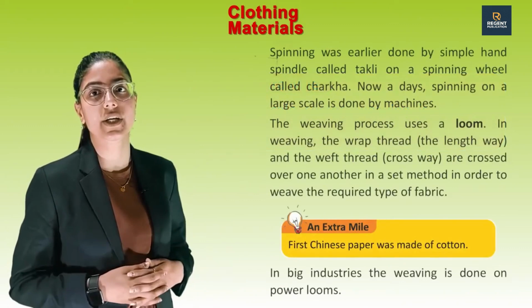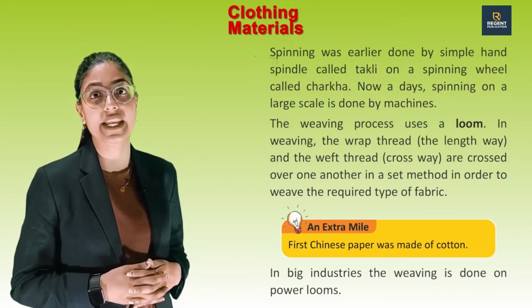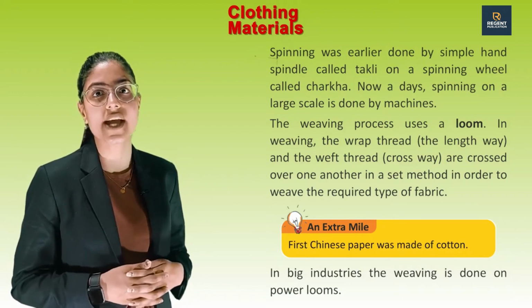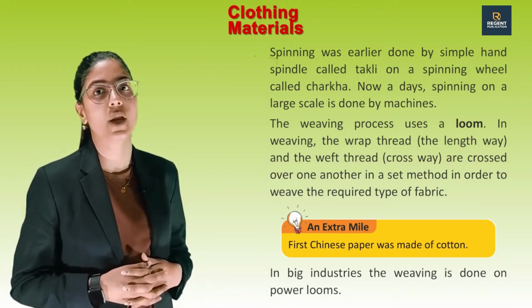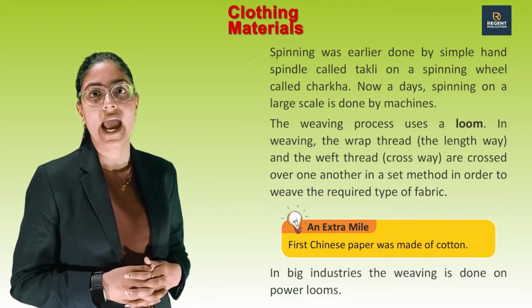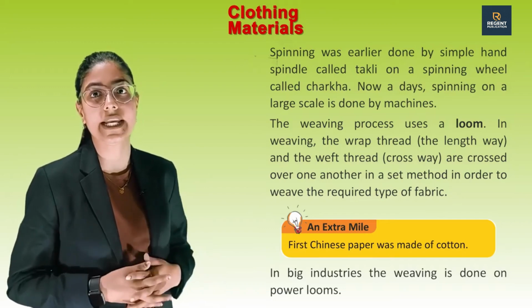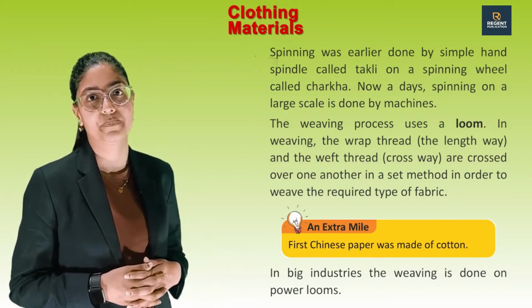Spinning was earlier done by a simple hand spindle called takli or on a spinning wheel called charkha. Nowadays, spinning on a large scale is done by machines. The weaving process uses a loom. In weaving, the warp thread, the lengthwise thread, and the weft thread, the crosswise thread, are crossed over one another in a set method in order to weave the required type of fabric.